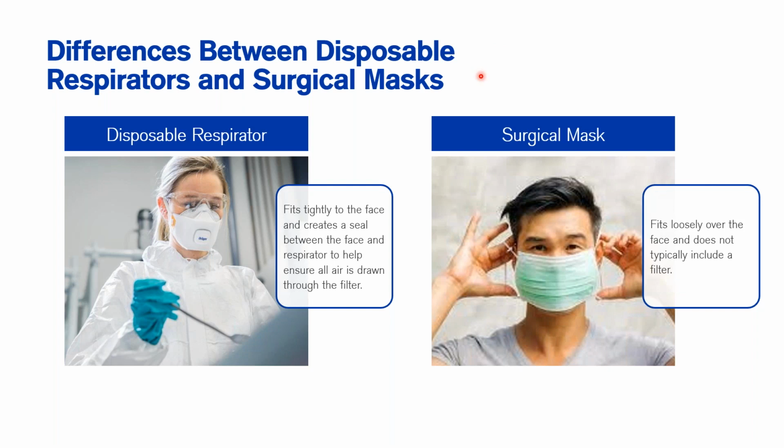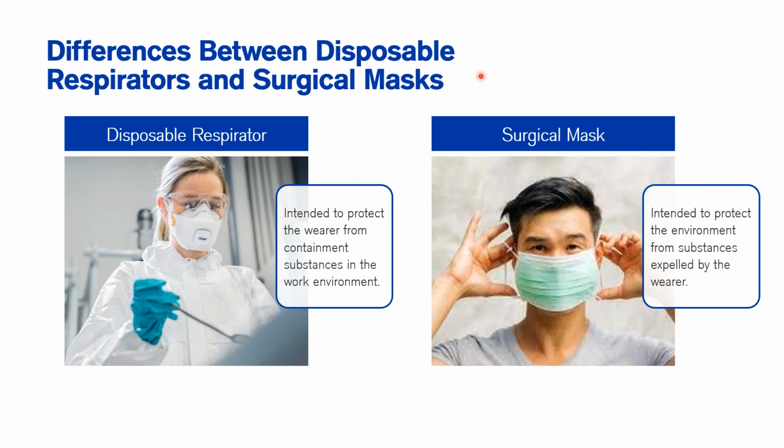The respirator itself fits tightly to the face and creates a seal against the face so that it ensures all air being breathed in is being filtered. Whereas the surgical mask is the opposite, it's loosely fitted to ensure comfort, but at the same time it's protecting the environment more than the wearer itself.